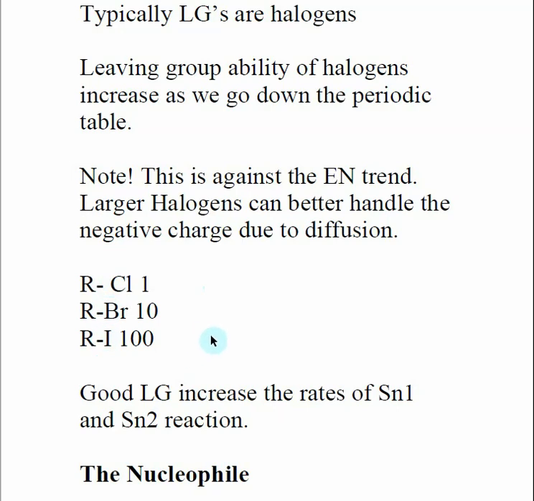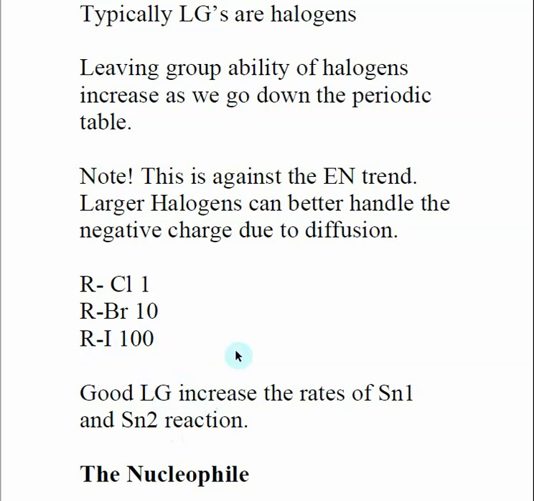As we go down, we tend to make better leaving groups, and this is because as we go down the column, we tend to make larger atoms. So iodine's larger than bromine, and bromine's larger than chlorine. So of the three, chlorine, bromine, and iodine, iodine is the best leaving group. So when I do substitution reactions, if I'm using iodine as the leaving group, it's going to react much quicker. So good leaving groups tend to increase the rates of SN1 and SN2 reactions.